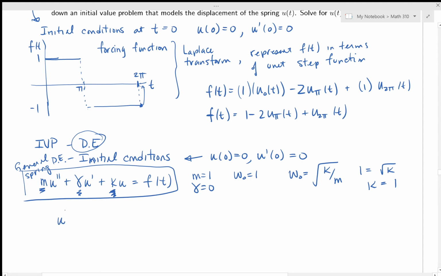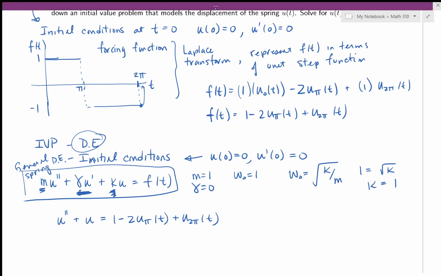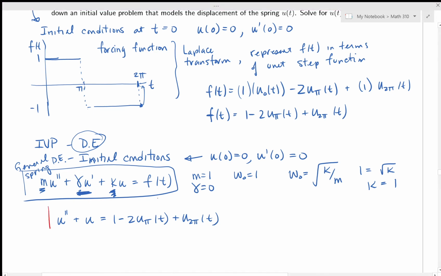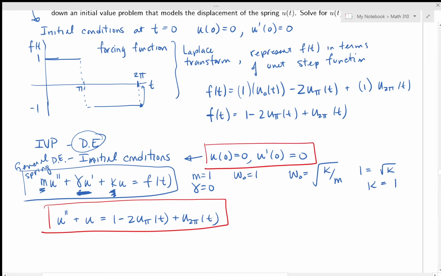is u double prime. That's because the mass is 1. There's no u prime because gamma is 0. And then the k is 1, so this is plus u. And then we have the forcing function, which we have figured out. Okay, so we've got initial conditions and we've got the differential equation that gives us the initial value problem. So that's the differential equation, and then those right here are the initial conditions. Those two things combined are the initial value problem.